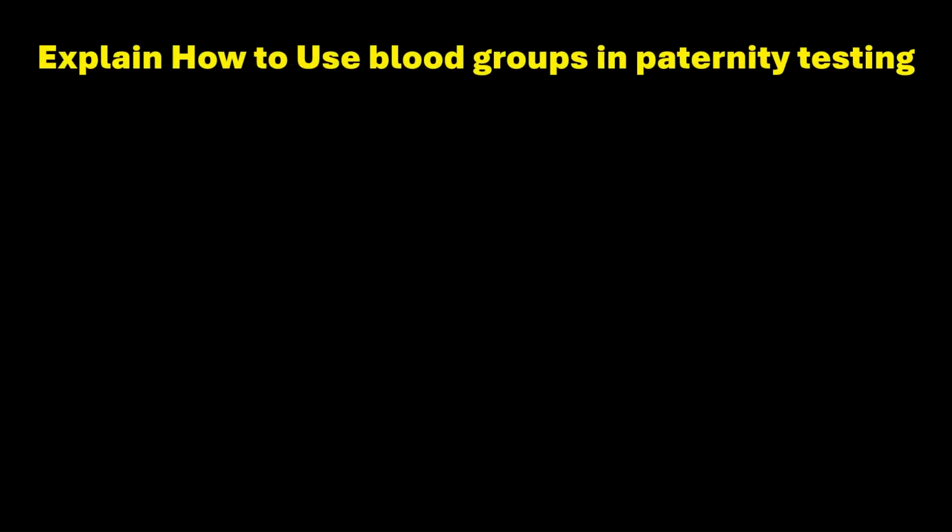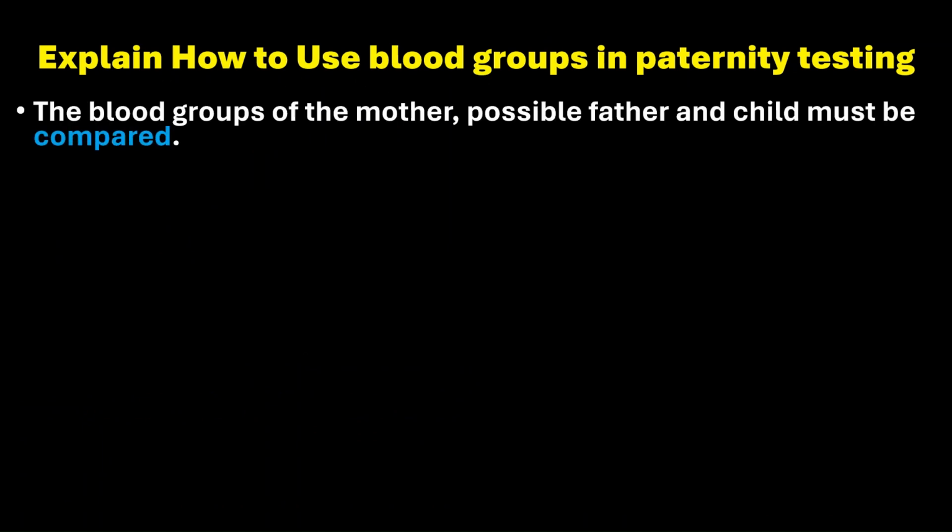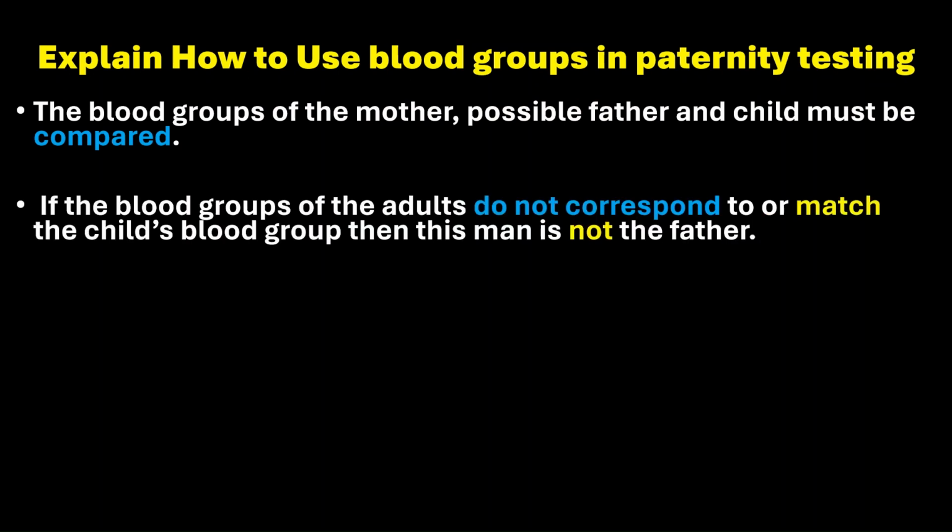Now, question: explain how to use blood groups in paternity testing. So this is how you answer it. You say blood groups of the mother, the possible father, and the child must be compared. So it takes two to form a child. So you take the mother and the child and the suspected father. Then, if the blood groups of the adults do not correspond to or match the child's blood group, then the man is not the father.